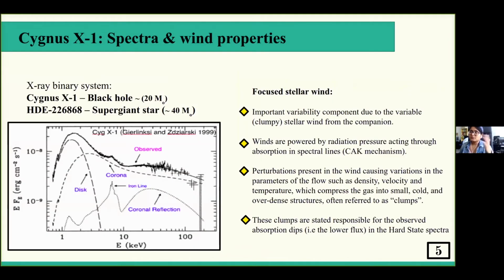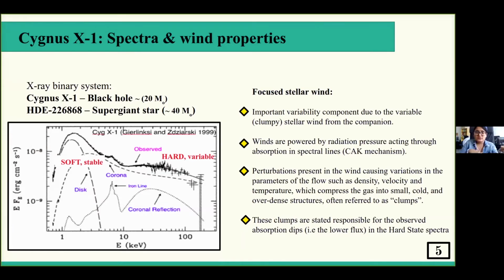Okay, so moving on to our topic of interest, that is Cygnus X-1, let me discuss a few of its features and its wind. It's a high mass X-ray binary with a black hole, namely Cygnus X-1, and a companion named HDE 226868, which is in between O and B type star. This is a plot of flux over energy showing the observed spectra of Cygnus X-1, and it can be seen that the observed spectra is a combined contribution from the accretion disk as well as the hot corona.